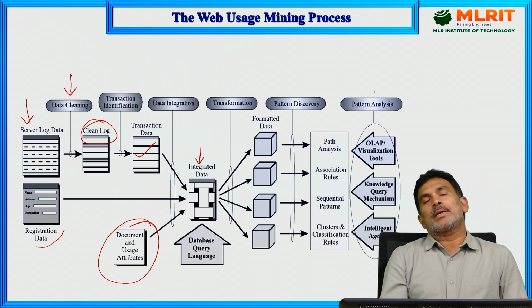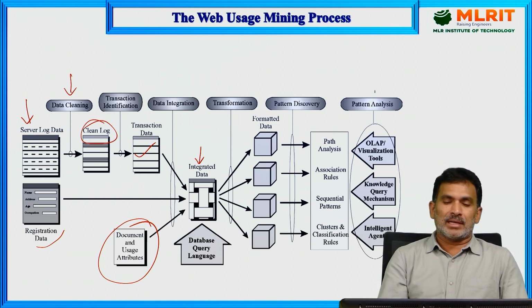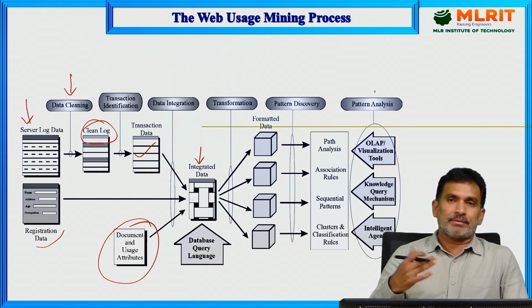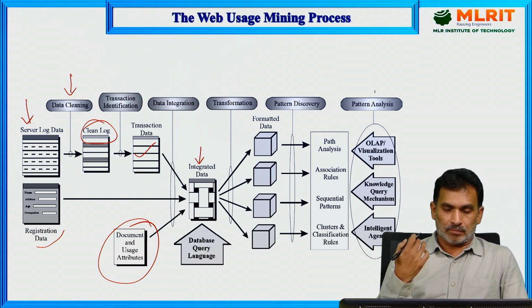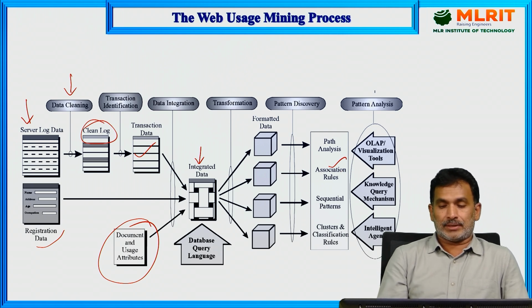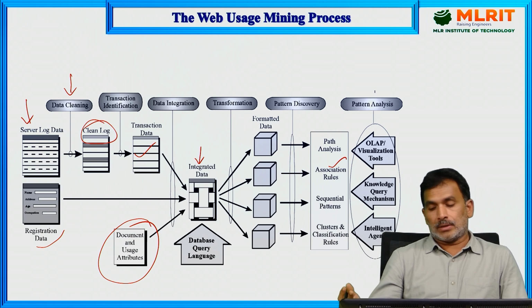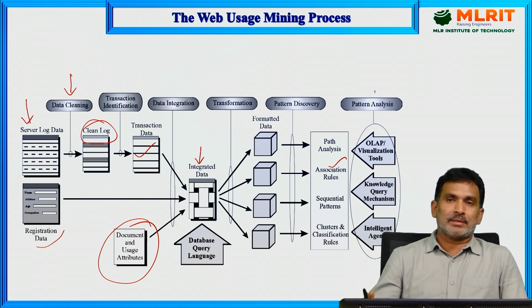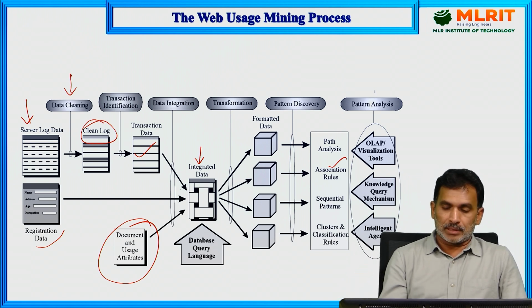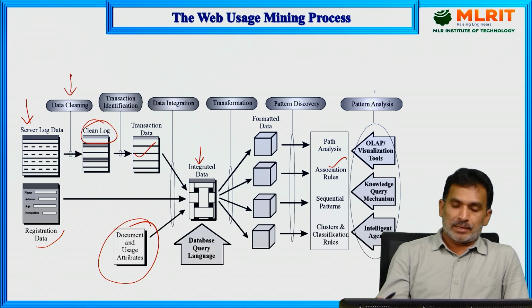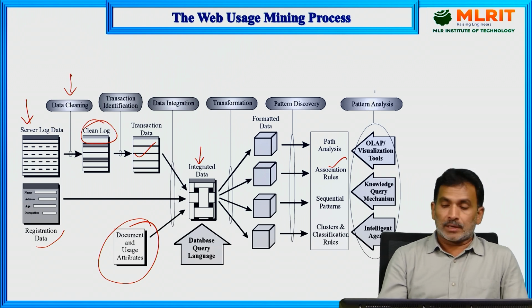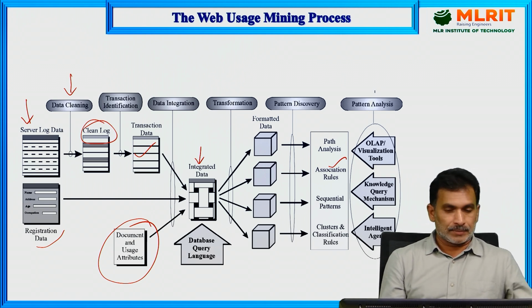Because the data is available in the required format, we can apply the different pattern discovery methods, like what we discussed: association rule mining, clustering, classification, etc. Once the patterns are discovered, pattern analysis is done using overlap, visualization tools, knowledge query mechanisms, or we can also use intelligent agents.